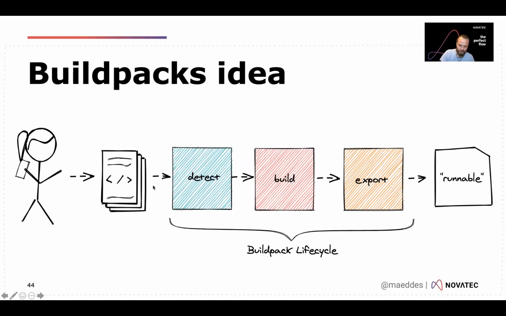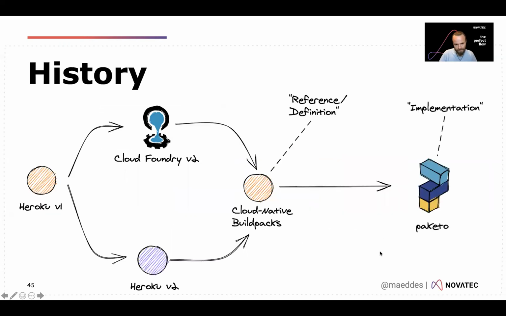So the Buildpack idea was to detect what kind of code it is. Is it Go, Ruby, Python, whatsoever? And then find a way to build that and turn it into a runnable artifact that could be run on that platform. Now, this idea was so good that Cloud Foundry adopted that. So the Buildpack development continued in both PaaS versions.